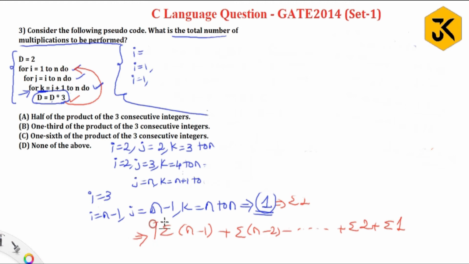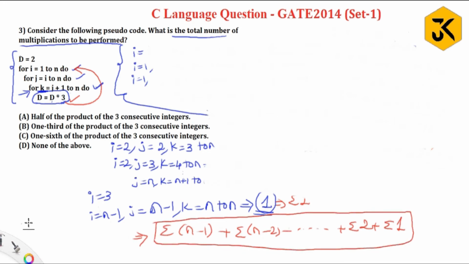Okay, so this is our result. You need to solve this one. Once you solve, you will get our answer. So this one represents summation of n minus 1. Once again I am writing summation of n minus 2 and so on, summation 2 plus summation n minus 1. We can say that sum of first n natural numbers.